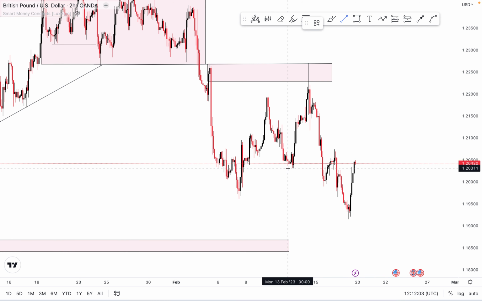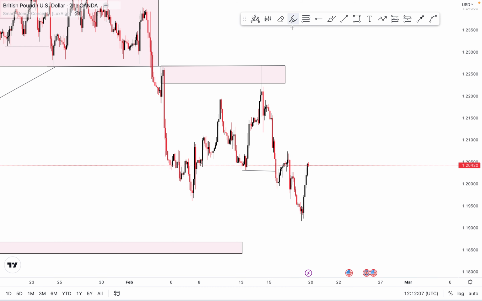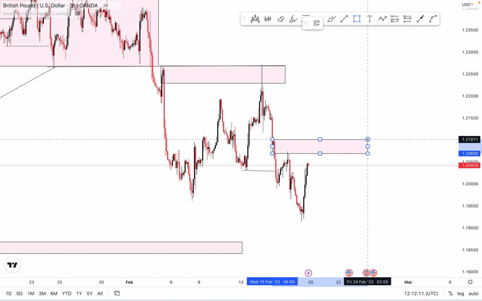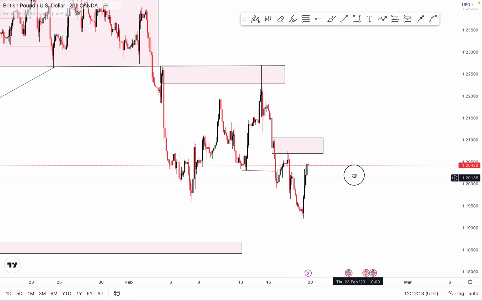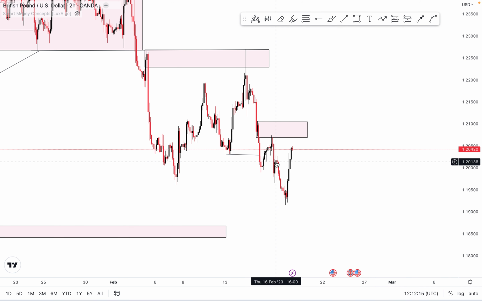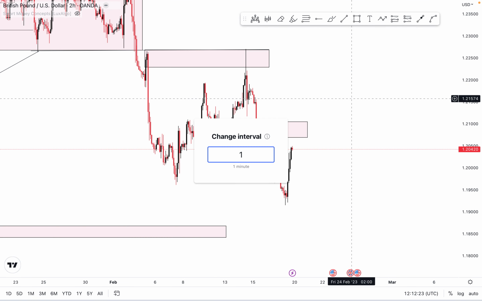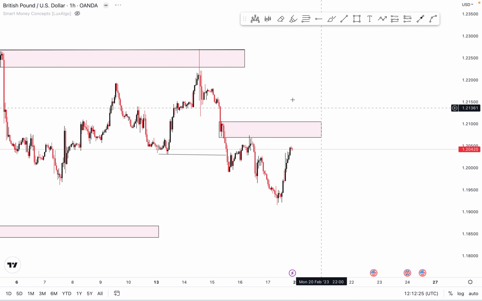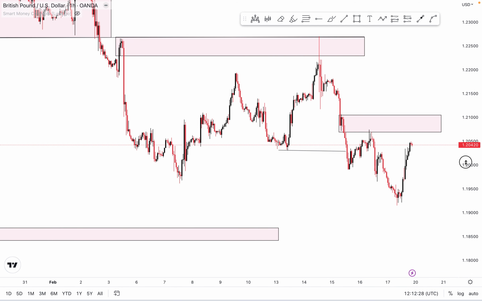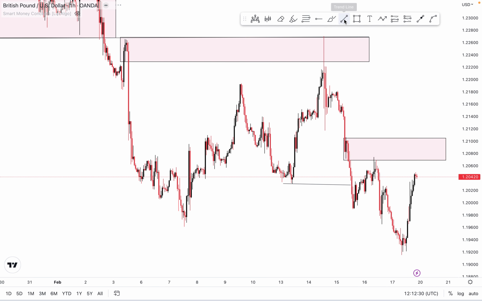Now we are here, structure broken down. Here are some zones price left behind, and you see it finally got respected. On Thursday we got this sell. I'll show you how we got that. I'll switch to the 1 hour time frame. Looking at price in an uptrend, and this was shared into the community.